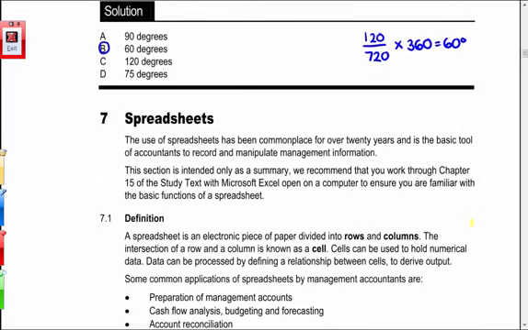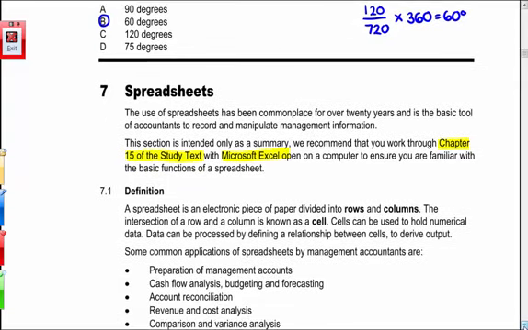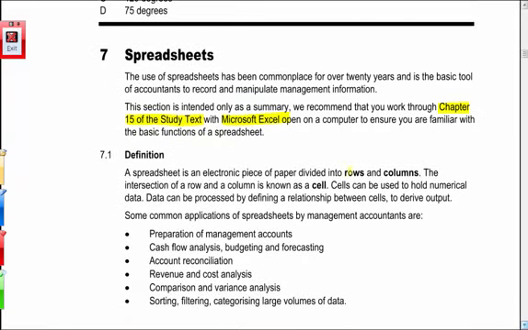The amount of work that you need to do to prepare you for the spreadsheets area of the syllabus will depend on how familiar you are with Excel. So some people then will have been using it very widely in their workplace, but if you haven't used Excel, it's very much worth working through chapter 15 of the study text with Microsoft Excel open on a computer to make sure that you understand the theory and that you can see the formulae in action if you've not had chance to witness that.